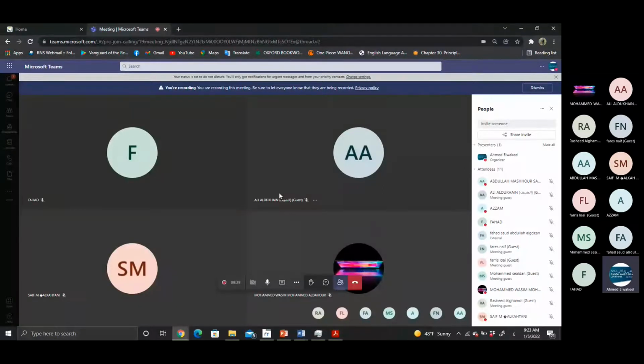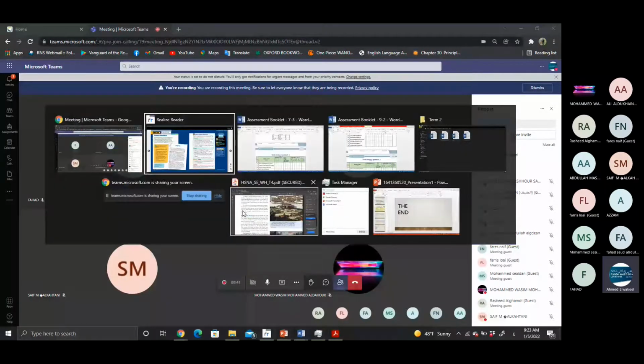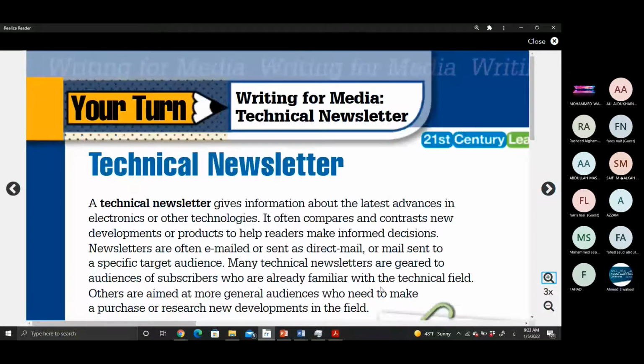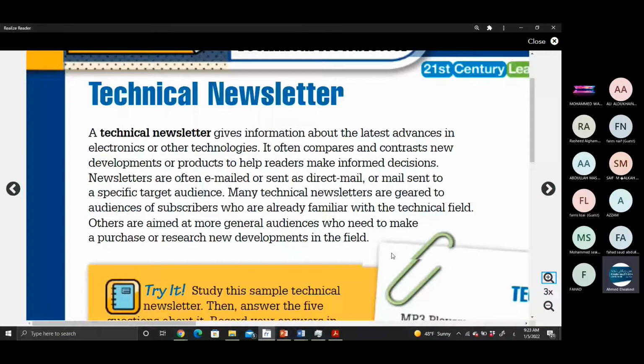In today's session, we're going to have something new in the reading, something that we need to learn about, which is a technical newsletter. So first, we need to know what is the meaning of a technical newsletter.